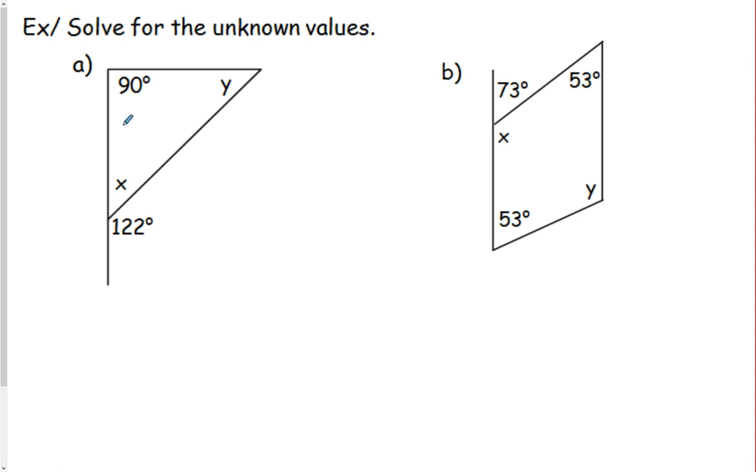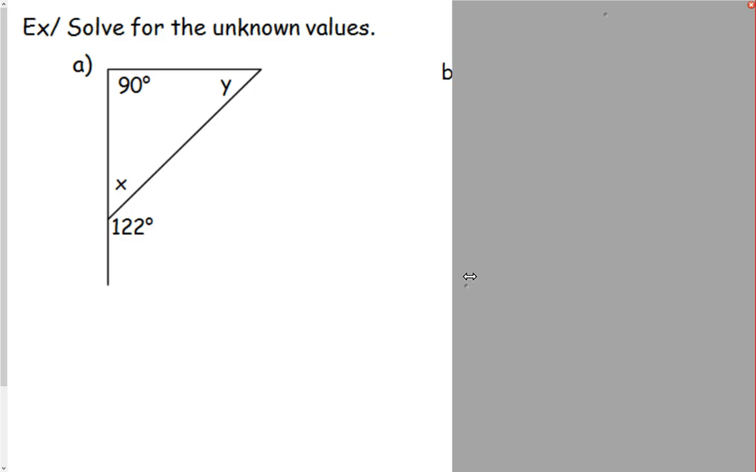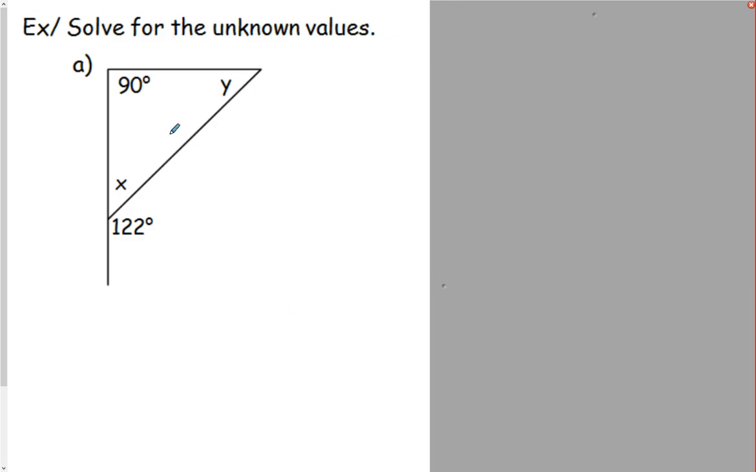Okay, so let's look at A. Let's throw a screen on here so we're keeping this one piece at a time. Solve for all the unknown values. Okay, so first thing I notice is that this has got to be supplementary angles, right? Because the whole thing should be 180. So I can find x.